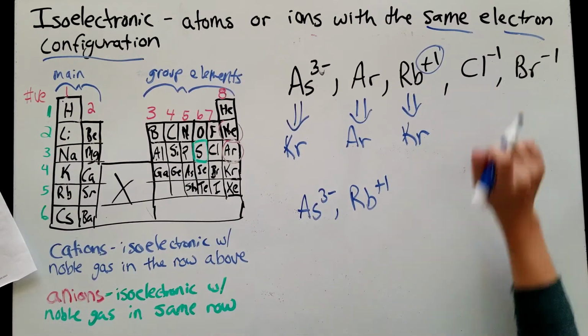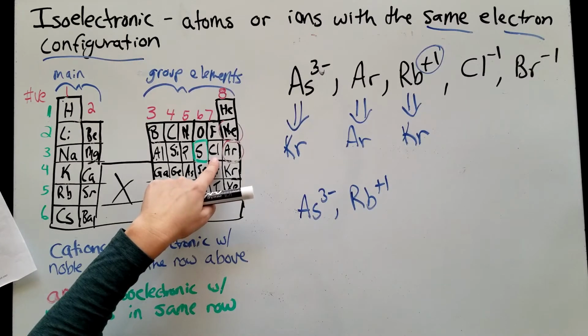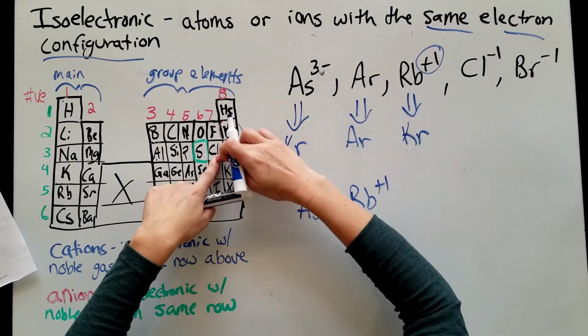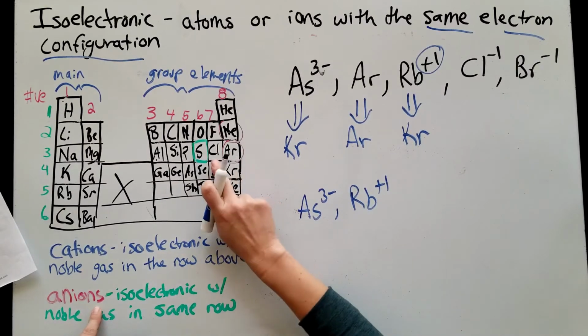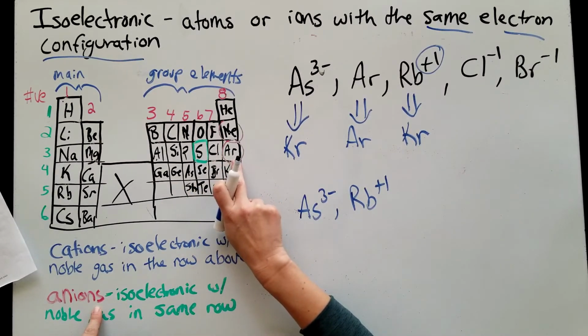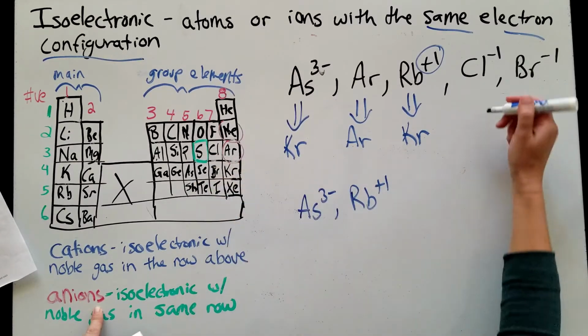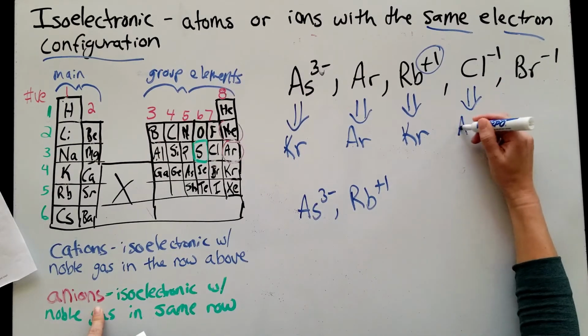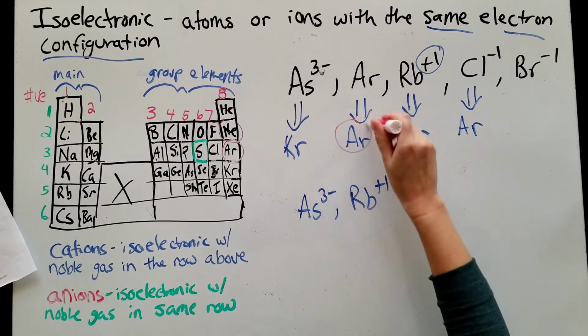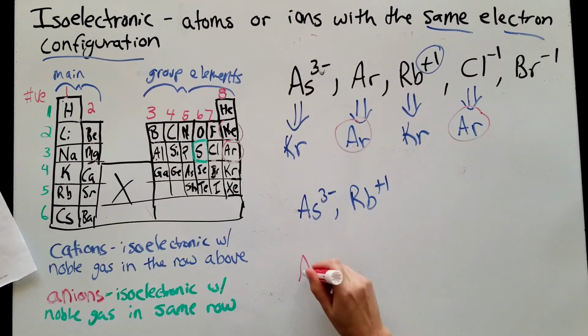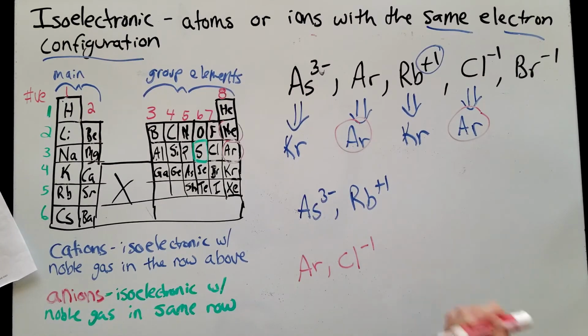Okay, so let's look at chlorine. Chlorine has a -1 charge, so that means it's an anion. So it's going to be isoelectronic with the noble gas in the same row. We just go one over next door, same row, and argon is the noble gas it's isoelectronic with. Now these two are matching. So that means argon and Cl- are isoelectronic with each other.